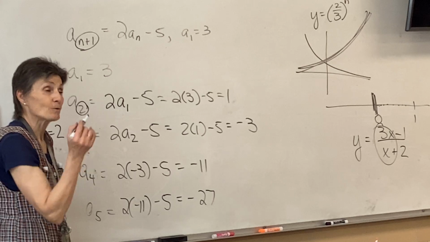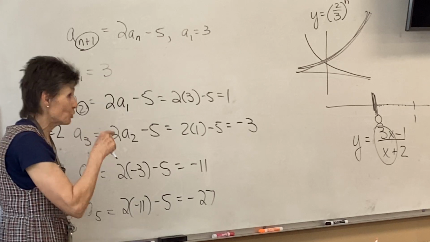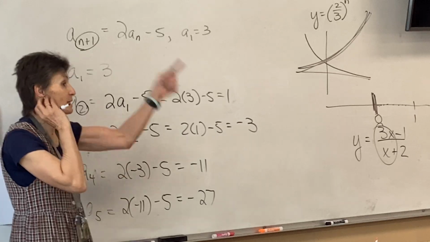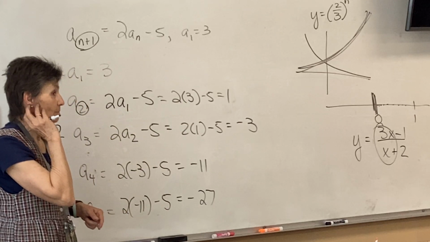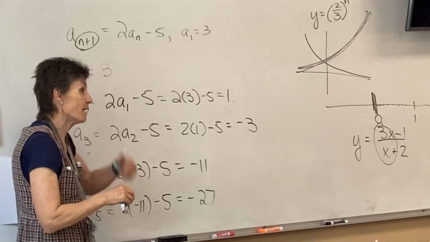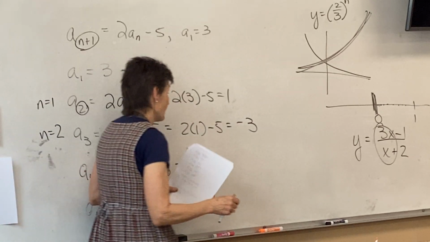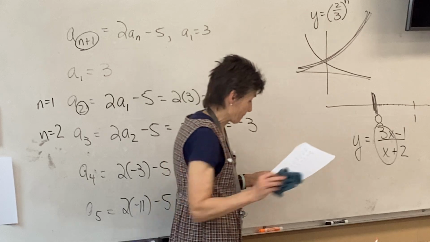The pattern for this sequence is 2 times the term minus 5 gives you the next term. And 2 times that one minus 5 gives you the next one. And so on. All right, let's try these.